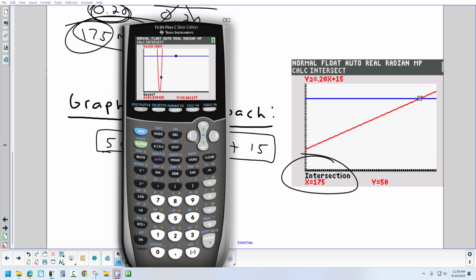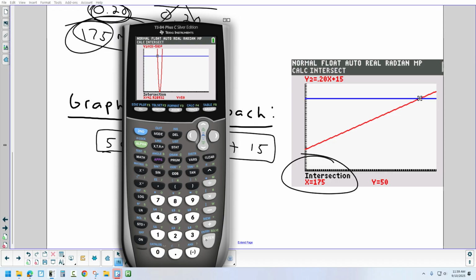And now this is where the guess matters. Because the calculator can only give you one at a time. If you put the guess closer to the one on the right, it will give you the one on the right. If I move the guess closer to the one on the left, it'll give me the one on the left. So the guess matters when you have multiple intersections and you want a specific one. But it will always ask you those three questions.